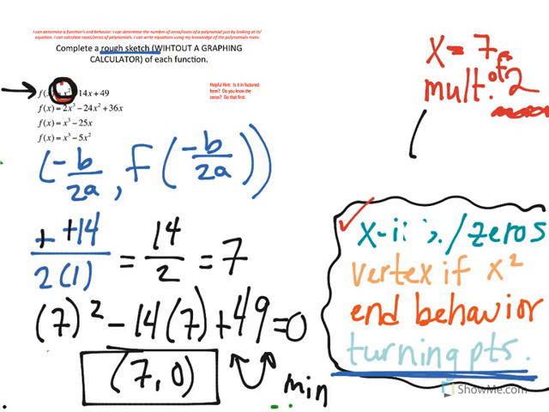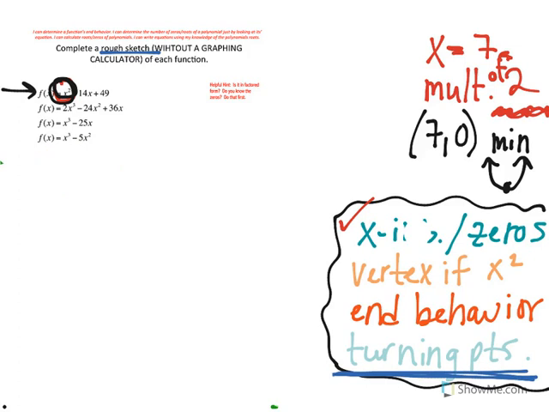Okay. So some other information that you just found. You found the vertex of (7, 0), which is a minimum. So already you know your graph's going to take the shape of a U with a vertex that is the minimum. Pause the video. Take some notes if you need to. Okay. The next thing that we can address is the end behavior.